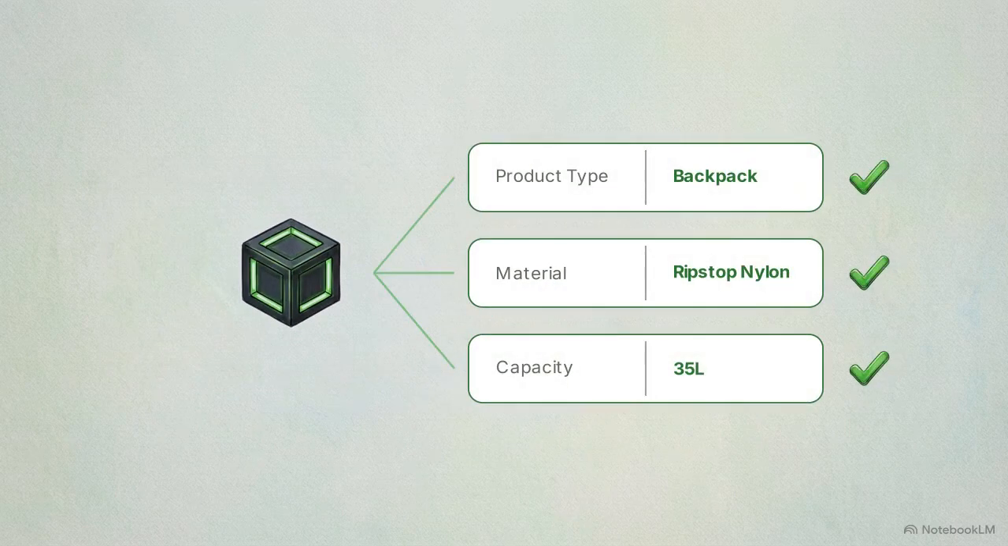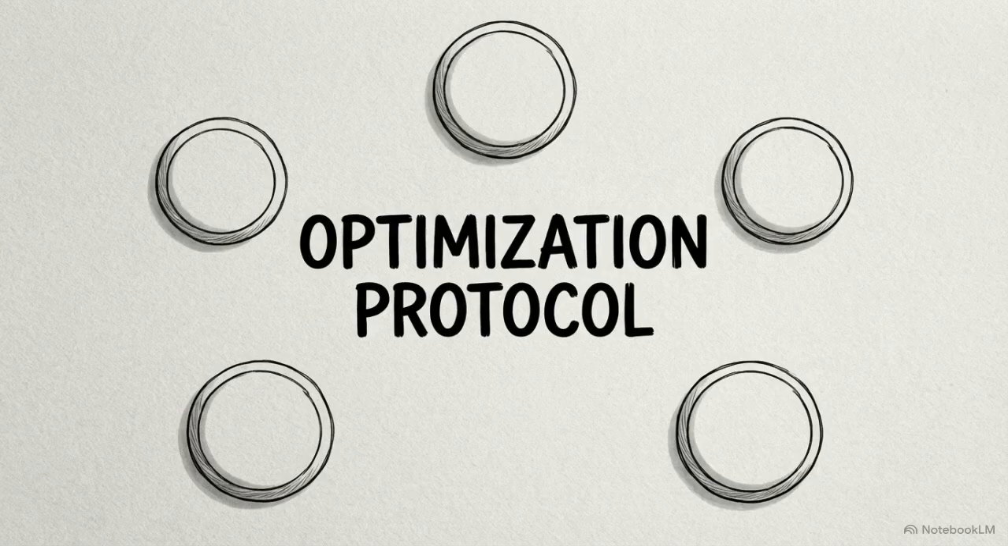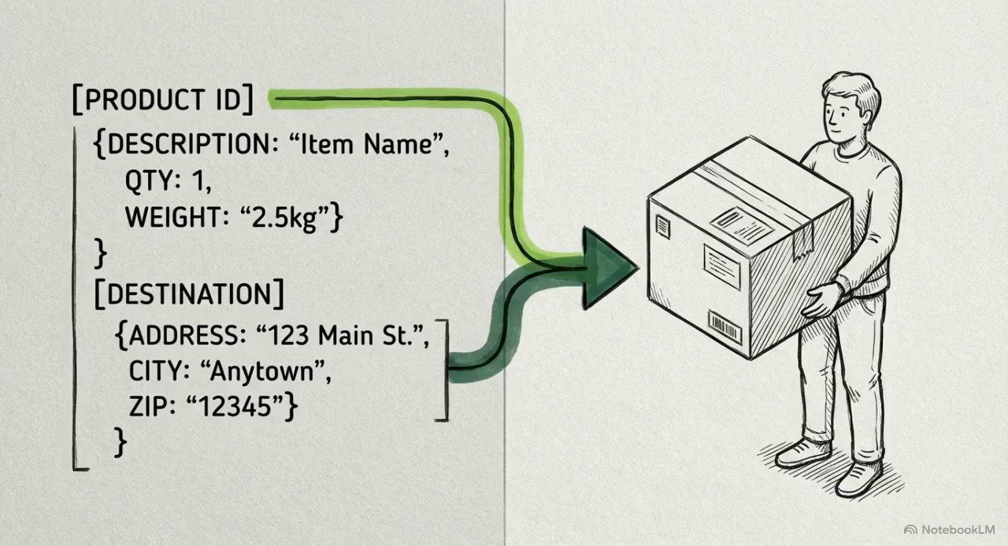To solve this, we need to restructure your product data. We will walk through 5 specific steps to translate your standard listing into a format that an AI agent can parse, evaluate, and recommend. Adapting to agentic commerce means ensuring your product data is legible to the machine before it ever reaches the human buyer.